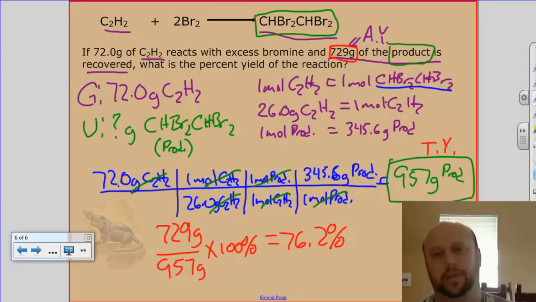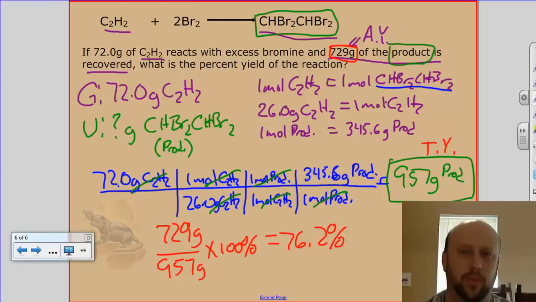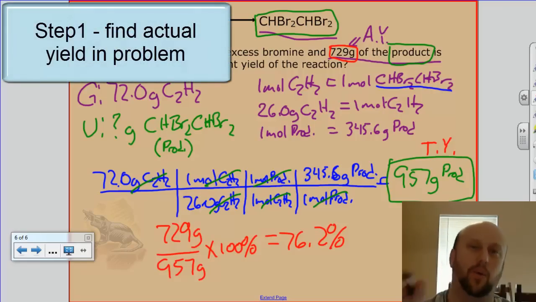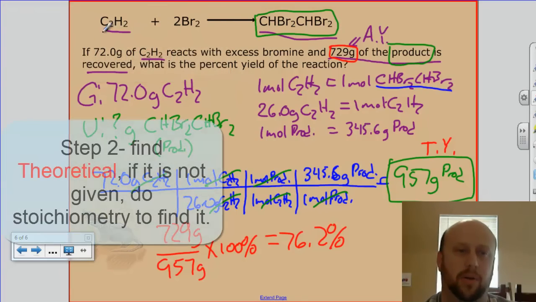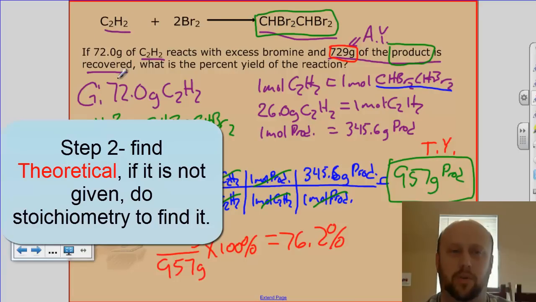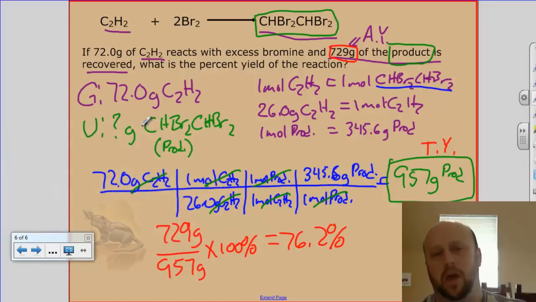But that's it. Now, that is a lot of stuff and a lot of thinking. Okay? So what are the steps? So let's walk through the steps real quick. Step 1 is to determine what your actual yield is, and then what you need to find. If you have the theoretical, go ahead and calculate it. If you don't, like we did in this problem, determine how much of the reactant you have. Okay, that becomes your given. Your unknown then is whatever your actual yield is. So if your actual is in grams of some chemical, your unknown has to be grams of that same chemical.